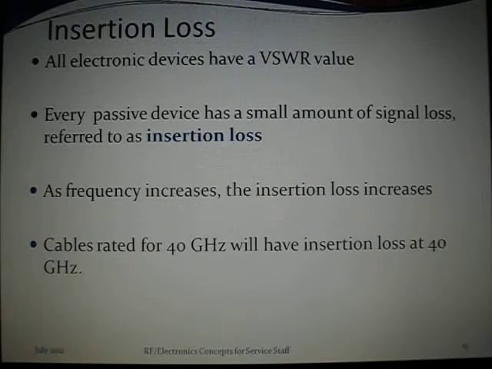Cables, connectors, and other passive devices have an associated VSWR. Therefore, every connection between circuits introduces at least a small amount of signal loss, referred to as insertion loss. As the signal frequency increases, the VSWR increases somewhat, and the insertion loss through the device increases. High-quality RF cables may be rated for 40 gigahertz, but they also may have 3 dB or even more insertion loss at 40 gigahertz.